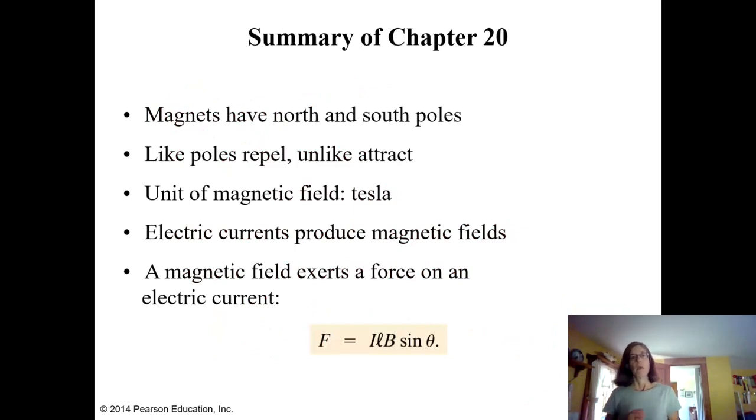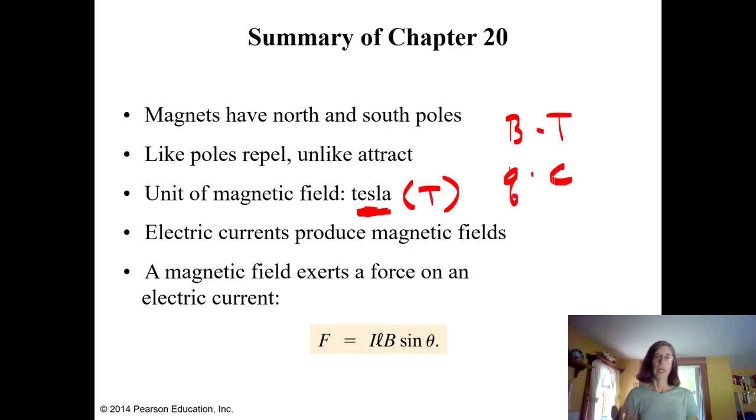All right, so summary. Magnets have north and south poles. We know like poles repel, unlike attract. Units of magnetic fields are the Tesla. And I'd recommend for the final that you have a list of units and what the variables are. For example, B, Tesla, Q, coulombs. This might help you when you're reading through a problem to understand what topic this might be from.